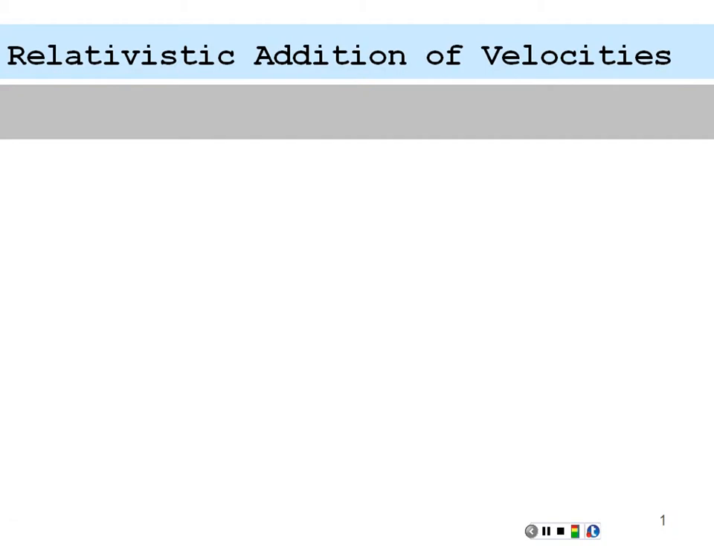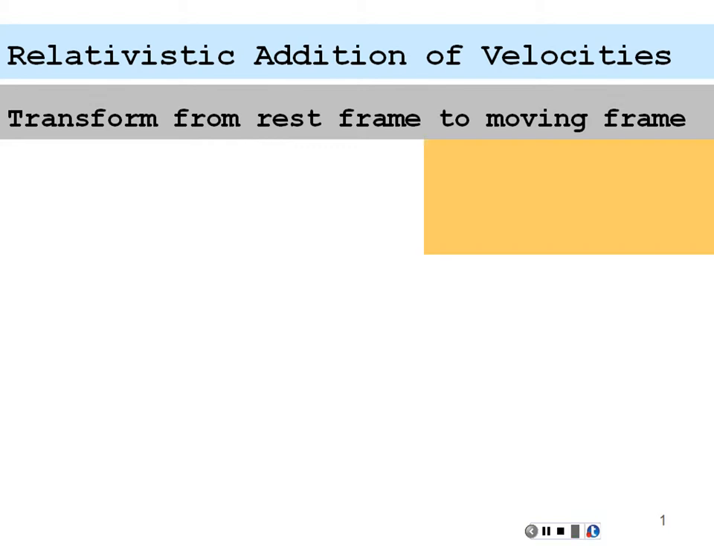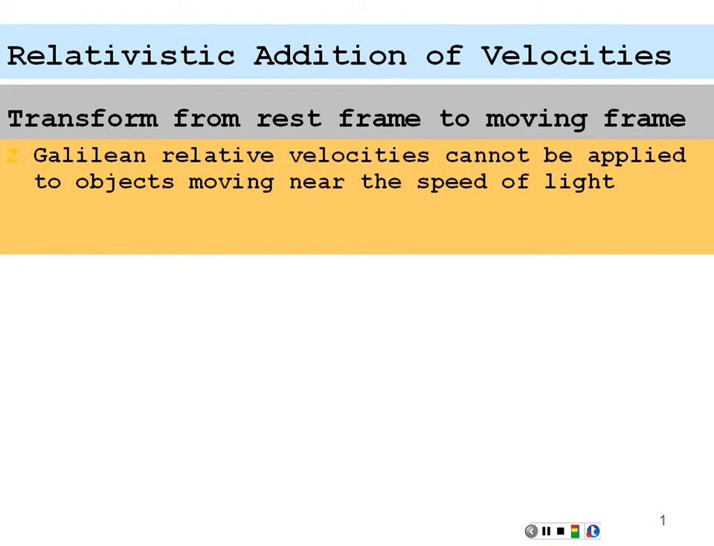Relativity continues. What about the addition of velocities? We know that Galilean relative velocities cannot be applied to objects moving near the speed of light, which can't simply add velocities together indefinitely, because there is a speed limit in the universe, and that is the speed of light. So, what do we do? What happens if we are adding velocities that are really high, close to the speed of light? What do we come up with as the combination of those velocities?